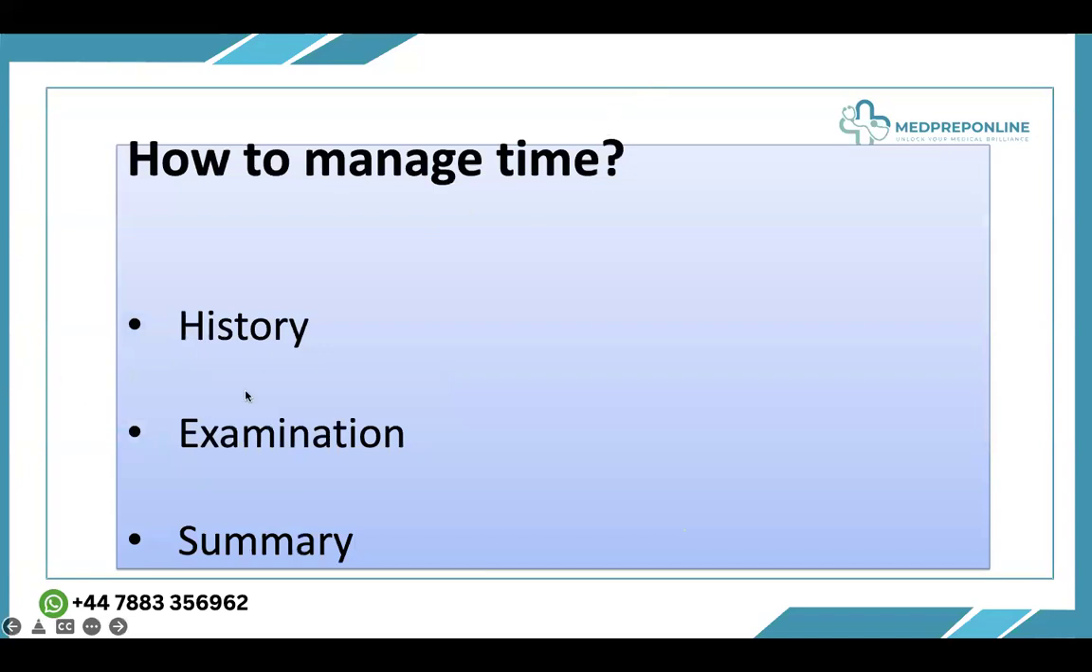And how do you manage time? Like I said, history 15 minutes, examination 15 minutes, summary 5 minutes. And then 5 minutes, just calm yourself down, work on your nerves. You have to aim that you will only meet the examiner for a long case once in your life. And this is it. You have to make the best of this chance, and you have to talk to the examiner with the best of your efforts, but also make it look effortless.